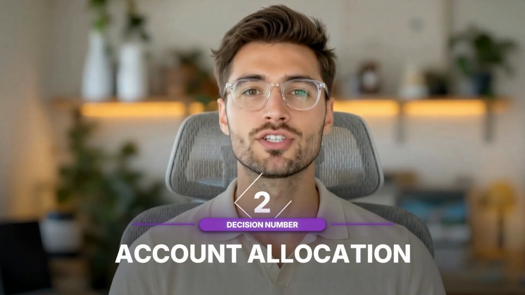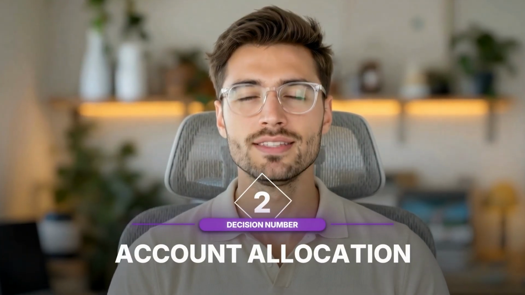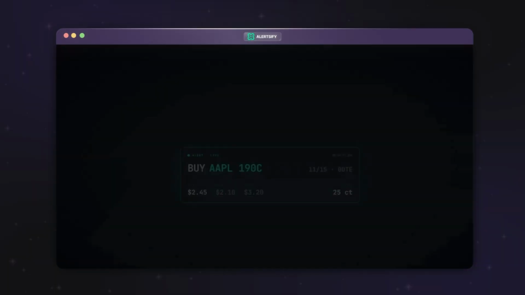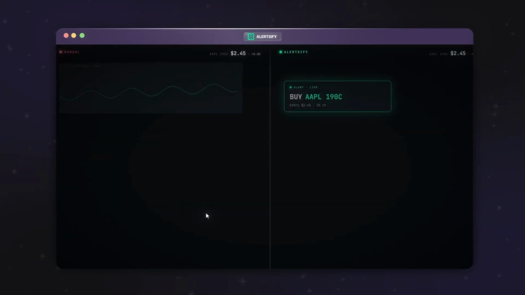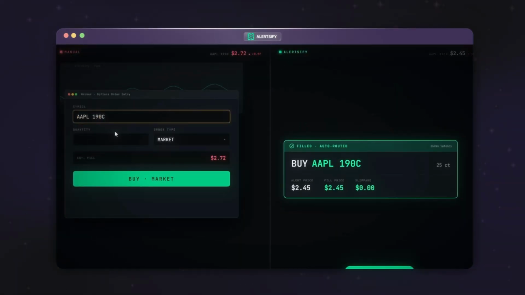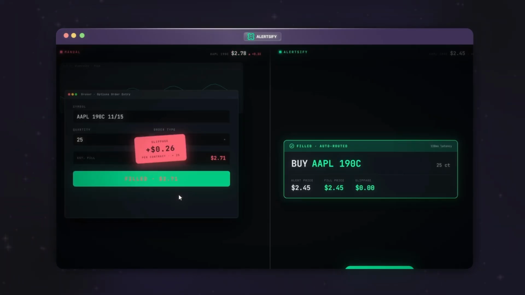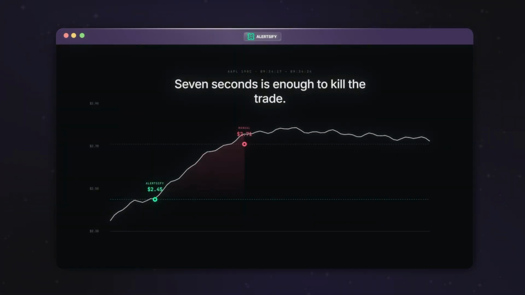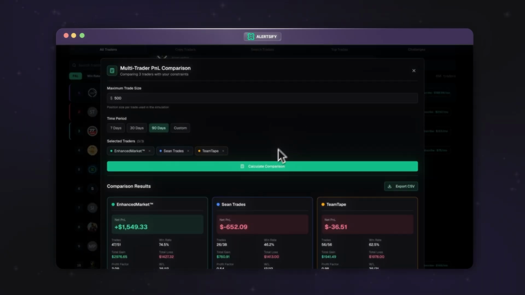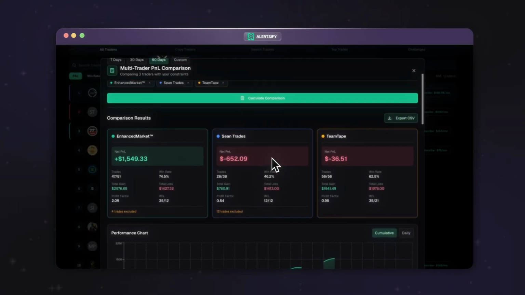Once you've found a few traders you're comfortable with, the next decision is how much of your account each one should control. This is where people make the second major mistake. They find one trader they like and give them almost everything. That might feel simple, but now your entire account depends on one person and one strategy. And the reality of trading is that one bad stretch could destroy your account. A better way to approach it is to spread your capital across several traders who trade differently.